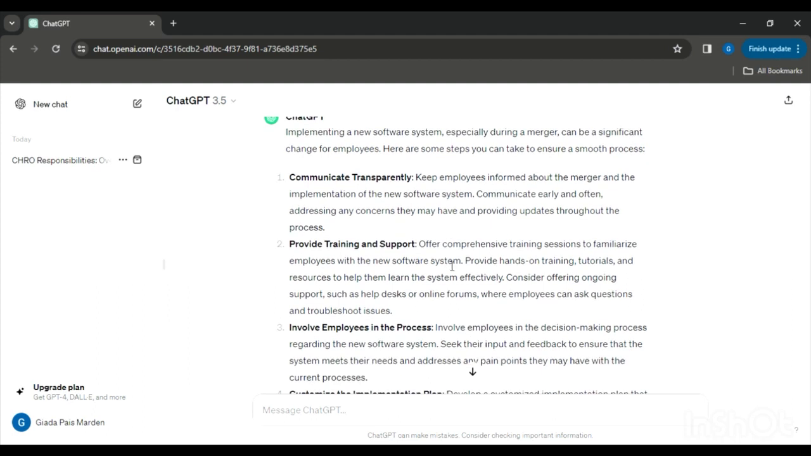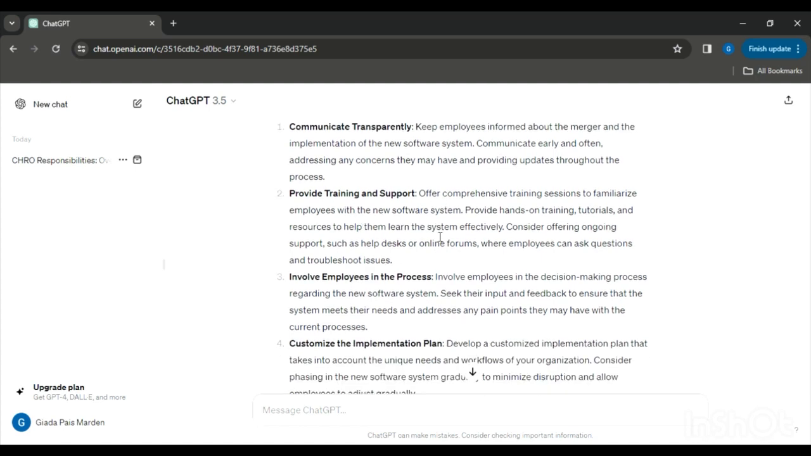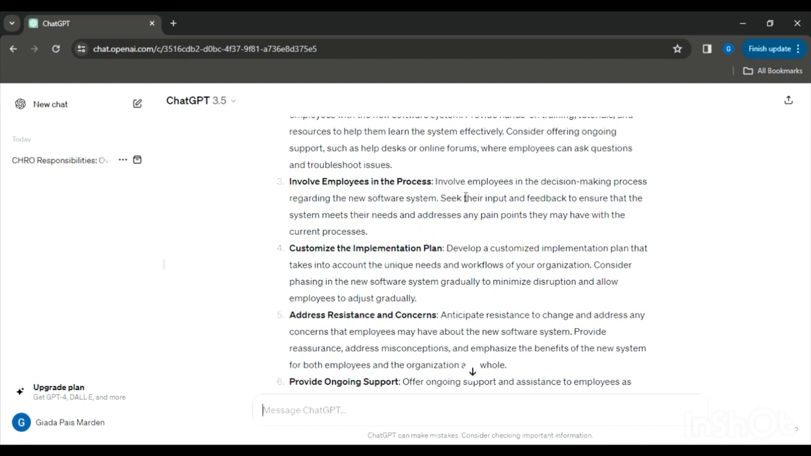So it tells you that you should communicate transparently, keep employees informed about the merger and the implementation, then provide training and support. Of course, you have to train people, they're coming together with a new company that probably has a different way to manage things. So it's important to get everybody on the same page. Involve employees in the process, as I just said, involve them, let them know what's going on, let them know what the changes will be, let them know what to expect.